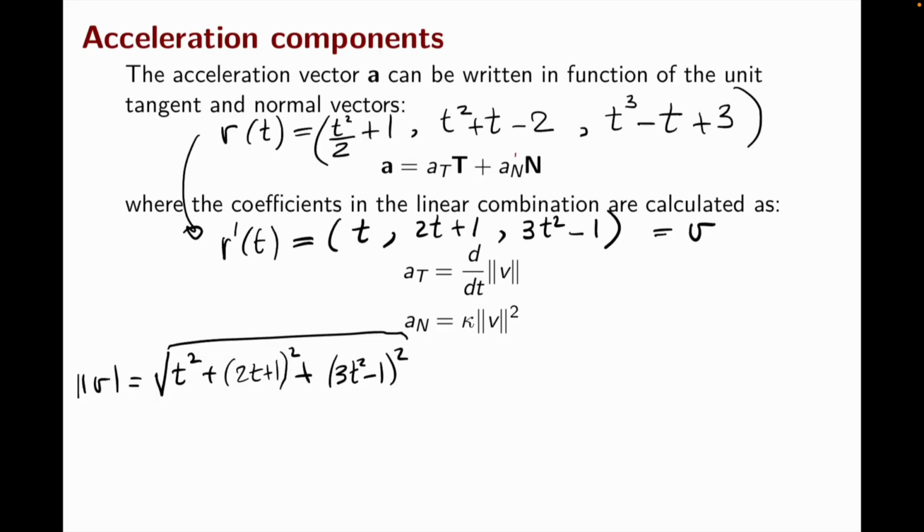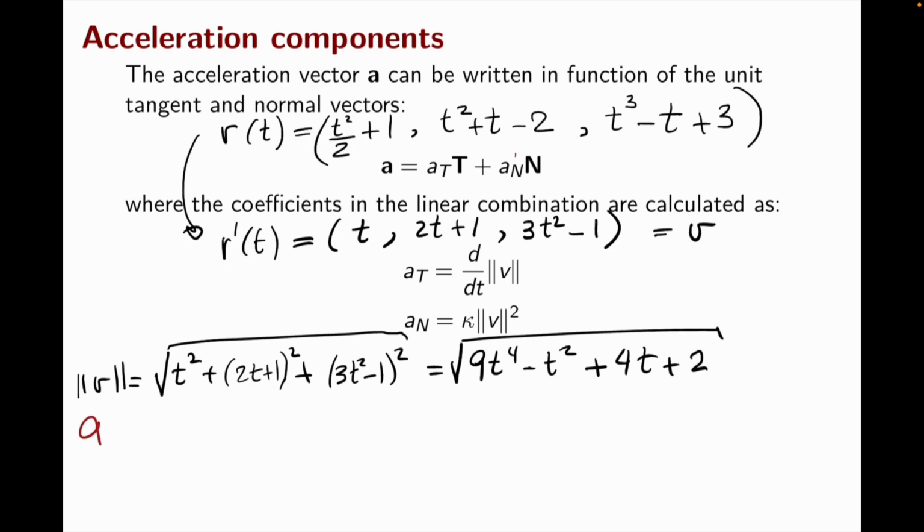So we expand all these squares, and this is going to be equal to the square root, we combine like terms, 9t to the fourth power minus t squared plus 4t plus 2.